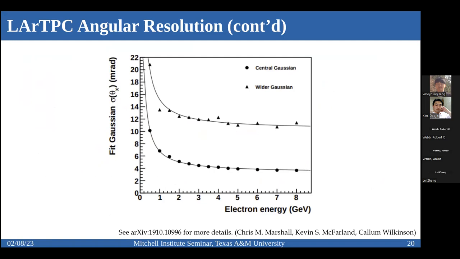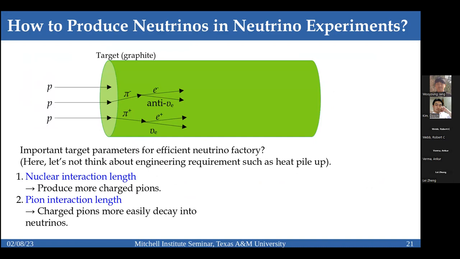This shows the resolution as a function of the electron energy. In order to produce neutrinos efficiently in the neutrino experiment, an important parameter is, first, the nuclear interaction, and second, the ion interaction, so that they can produce more charged ions, and this effective production of the charged ions means the effective production of the neutrinos.